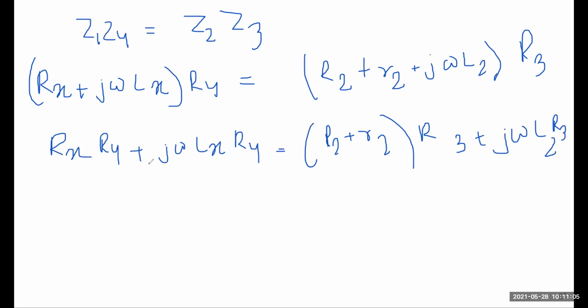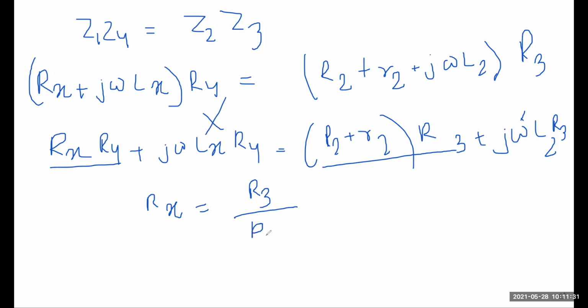Now, if I try to equate the real and the imaginary part of the equation, then I will take this Rx, R4 and R2 together, and this imaginary part separate. So now I will equate these two parts. What will I get? Rx, according to me, will be R3 divided by R4 times R2. This is my Rx that I got.